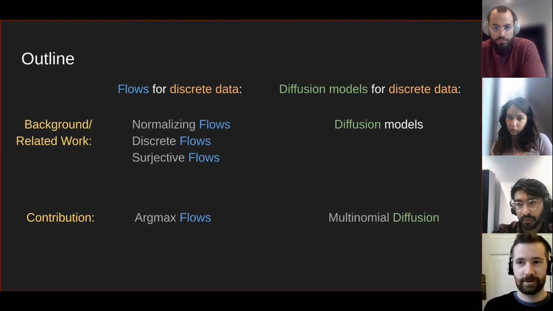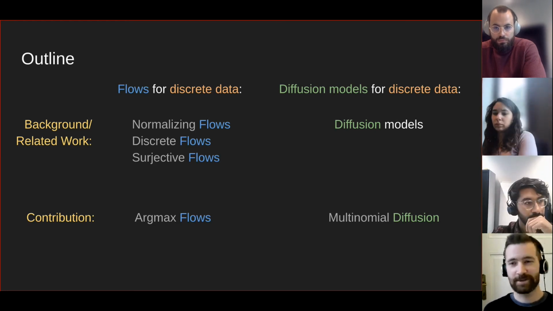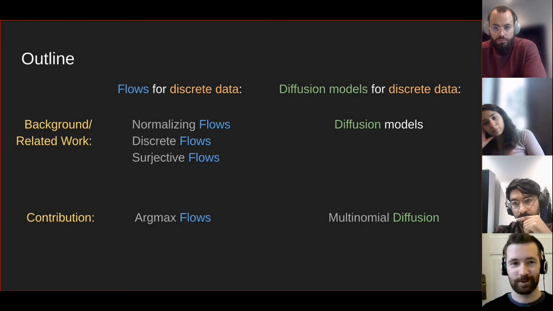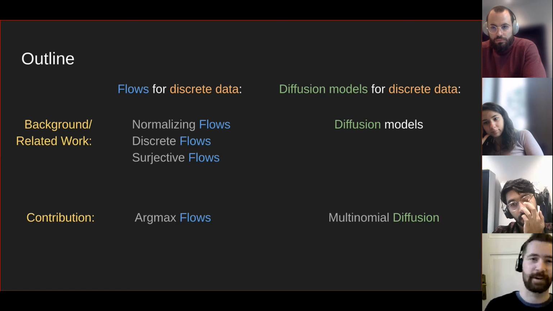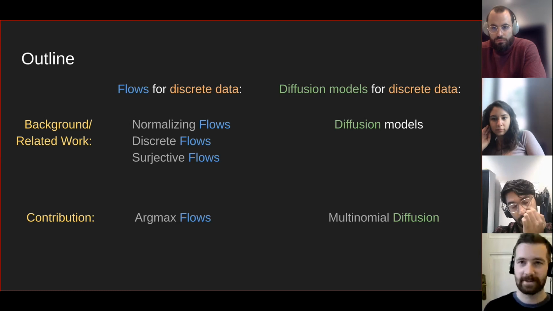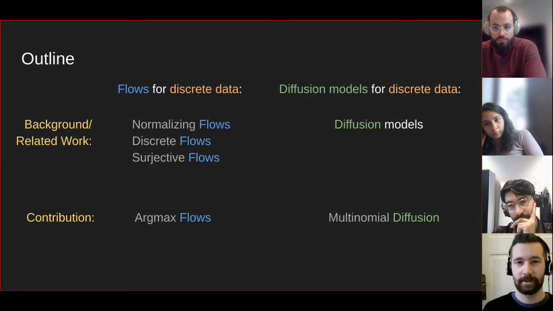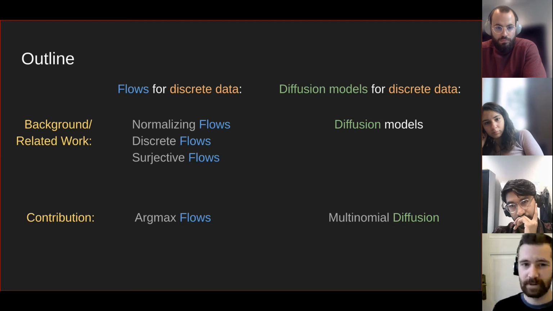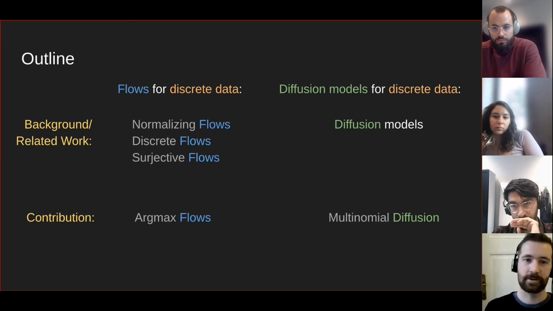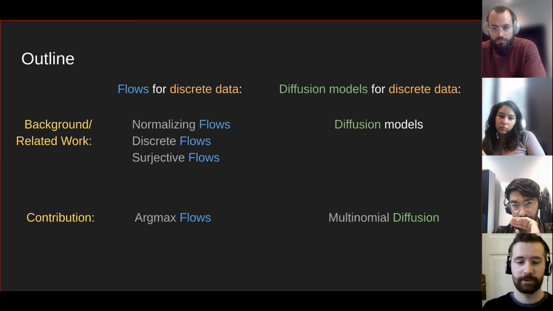So these two models are kind of separate. This was also the main criticism of all reviewers, and it's kind of true. There is nothing relating them apart from the fact that they are trying to solve the same task, and that is modeling high-dimensional categorical data. So therefore, I talk about just Argmax flows first, and then about multinomial diffusion next.